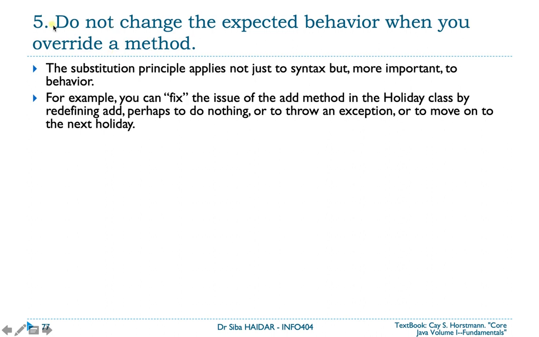Rule number 5, do not change the expected behavior when you override a method. This is what I was mentioning in rule number 4. Not just because you can override, you can change the behavior. You must respect it. Even if the compiler cannot guess that you are changing the policy of the class, you have to not change the policy of the class.